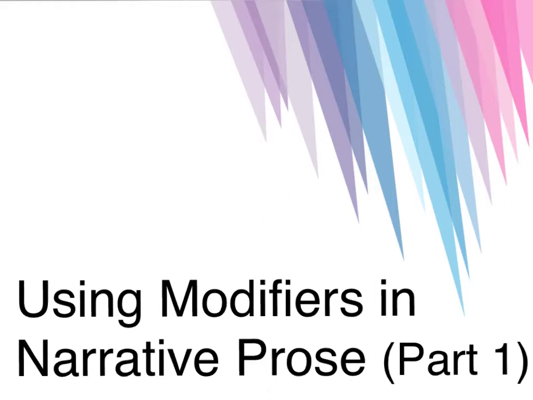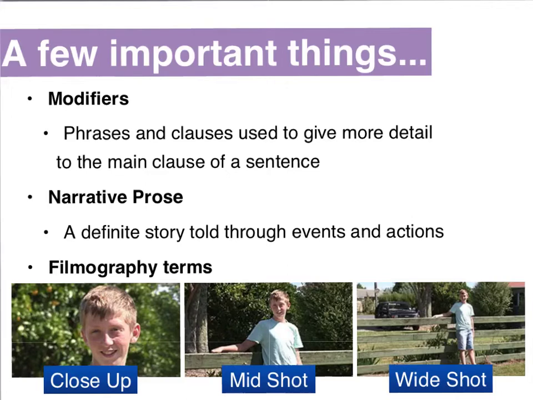Narrative prose. Before we get started, I want to go over a couple of important things, and there are 5 terms that I want you to be very familiar with. First is modifiers. What are they? They are phrases and clauses used to give more detail to the main clause of a sentence. For some of us, we know these as fragments and phrases and dependent clauses.